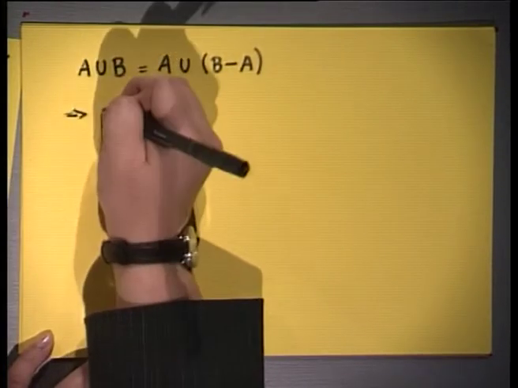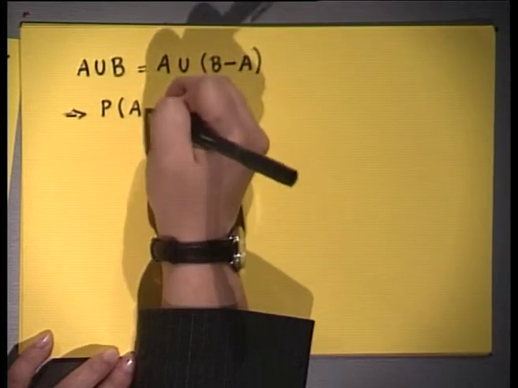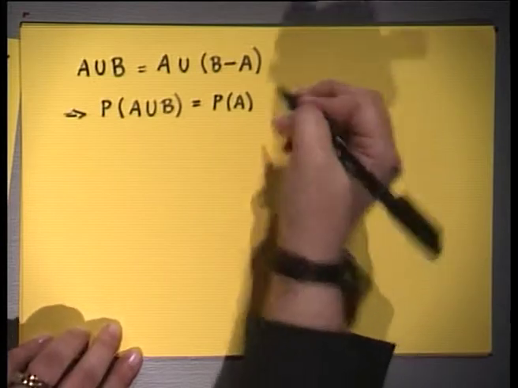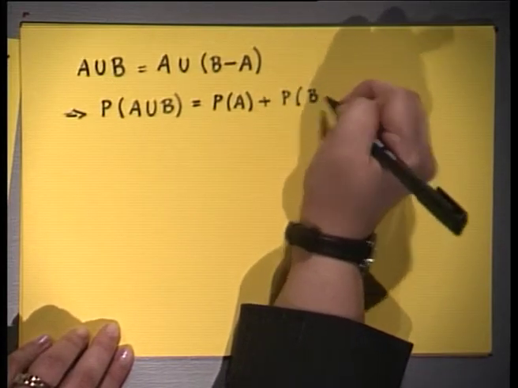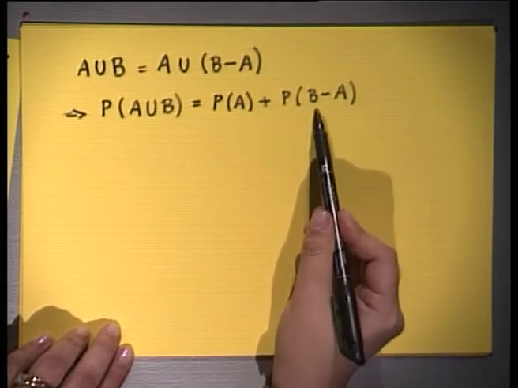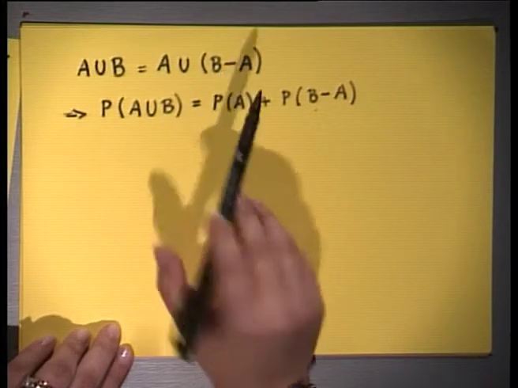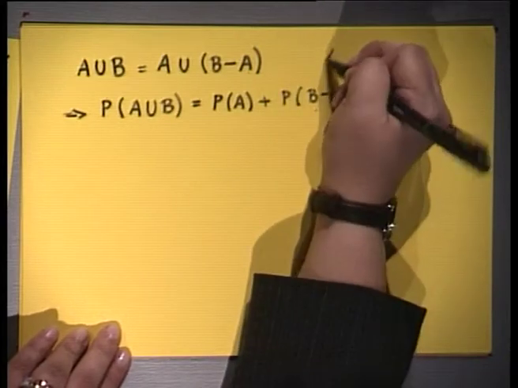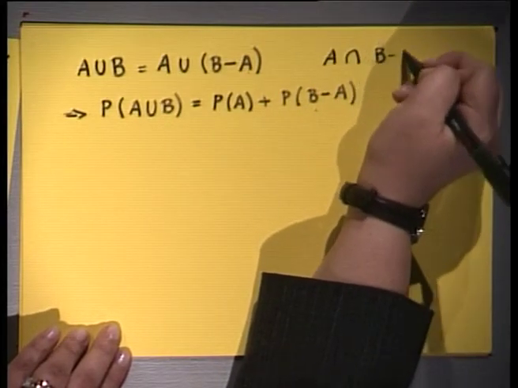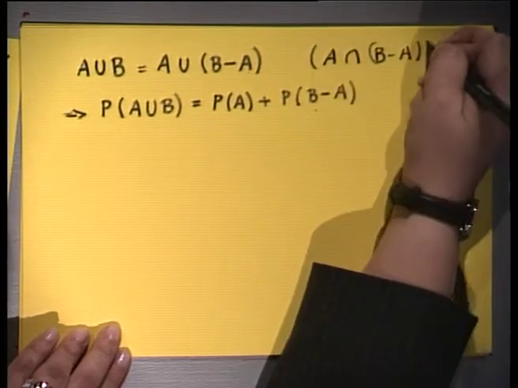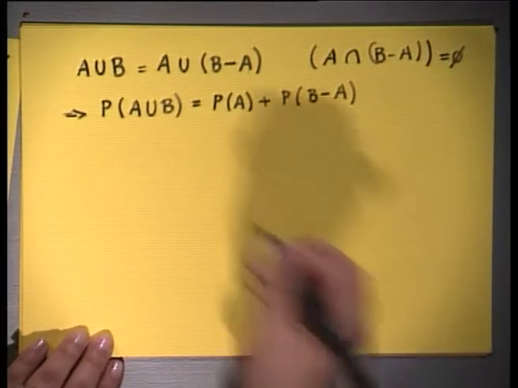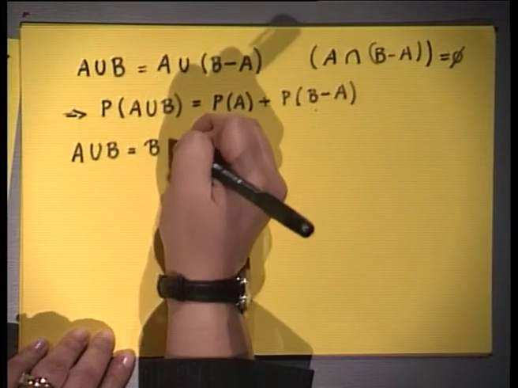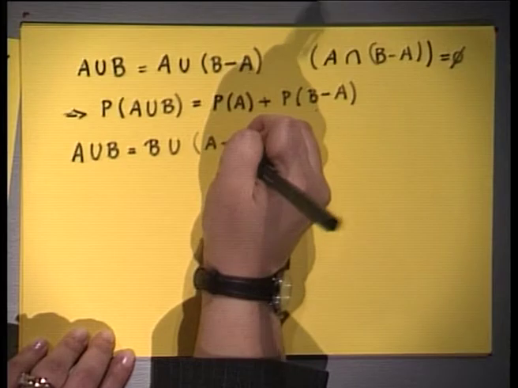So from here, we know now that the probability of A union B is the probability of A plus the probability of B minus A. We can do that. We can add up the probabilities of these two, as we know that A and B minus A do not have any common elements. A intersection B minus A is the empty set. Also, we can write A union B as B union A minus B.